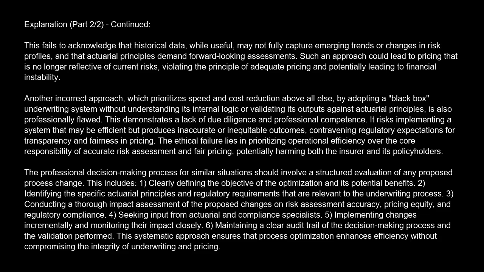The professional decision-making process for similar situations should involve a structured evaluation of any proposed process change. This includes: 1. Clearly defining the objective of the optimization and its potential benefits. 2. Identifying the specific actuarial principles and regulatory requirements that are relevant to the underwriting process. 3. Conducting a thorough impact assessment of the proposed changes on risk assessment accuracy, pricing equity, and regulatory compliance. 4. Seeking input from actuarial and compliance specialists. 5. Implementing changes incrementally and monitoring their impact closely. 6. Maintaining a clear audit trail of the decision-making process and the validation performed. This systematic approach ensures that process optimization enhances efficiency without compromising the integrity of underwriting and pricing.